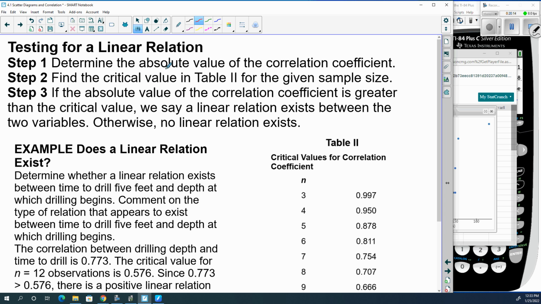Okay, so now once you have that correlation coefficient, we need to test to see if it's good to use for a linear relationship. Step 1, determine the absolute value of the correlation coefficient, because the correlation coefficient could come out as a negative or a positive. When we're testing it, we don't care if it was negative or positive, so we just do the absolute value. And then it says find the critical value in Table 2.